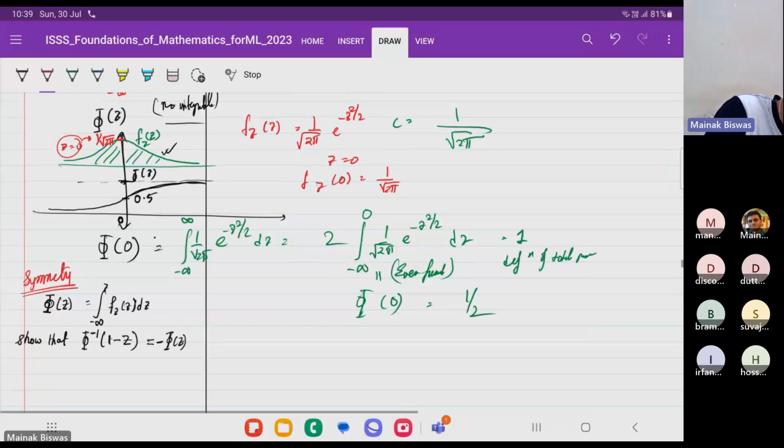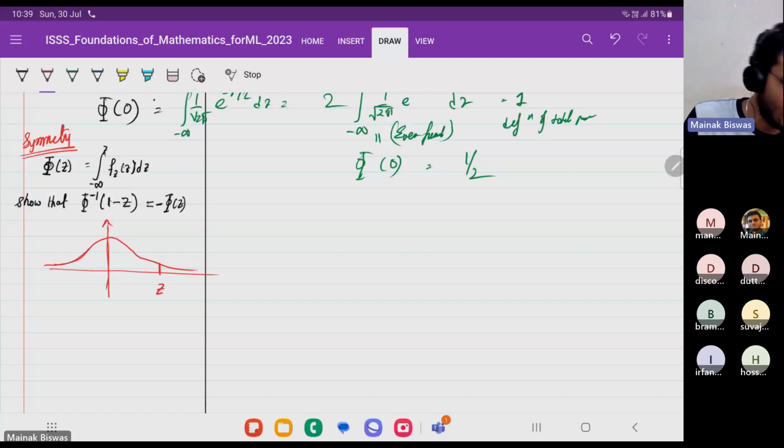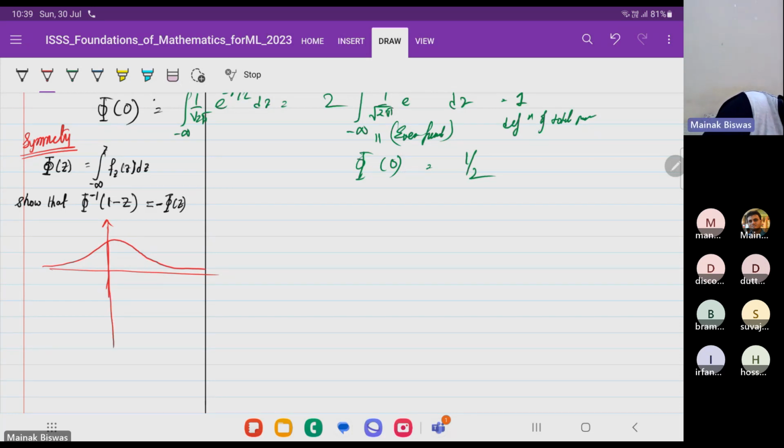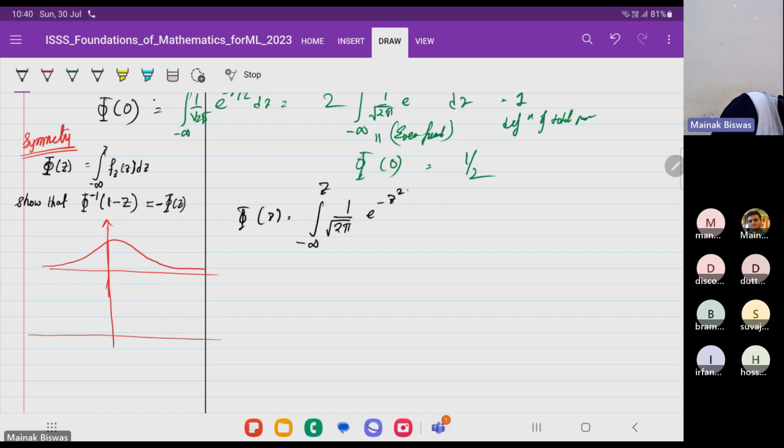See, what is phi of z? Let us draw the diagram, then we will do it mathematically. Let's do it intuitively. So this is z, right? So your 1 minus z will be, don't write z here, this is phi inverse, right? Remember, phi of z is defined as the integral from minus infinity to z of 1 by root 2 pi e to the power minus z square by 2 dz, right?